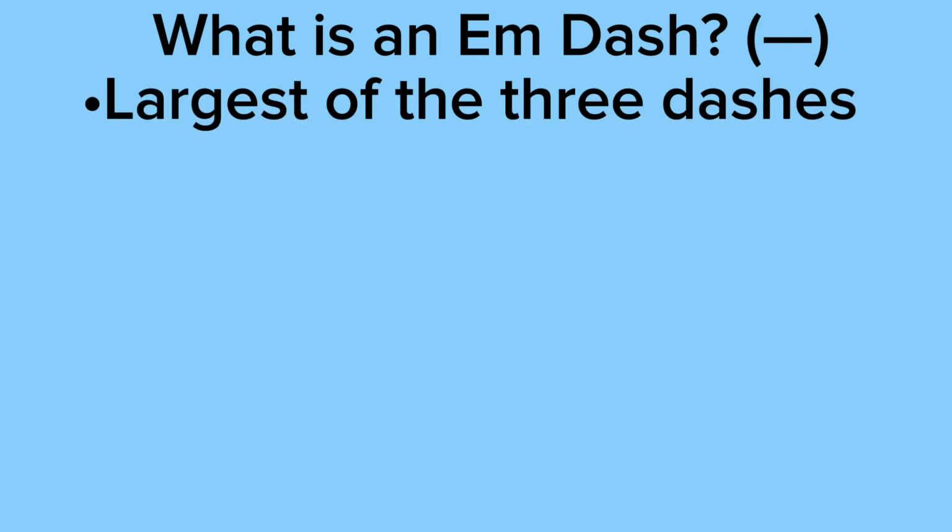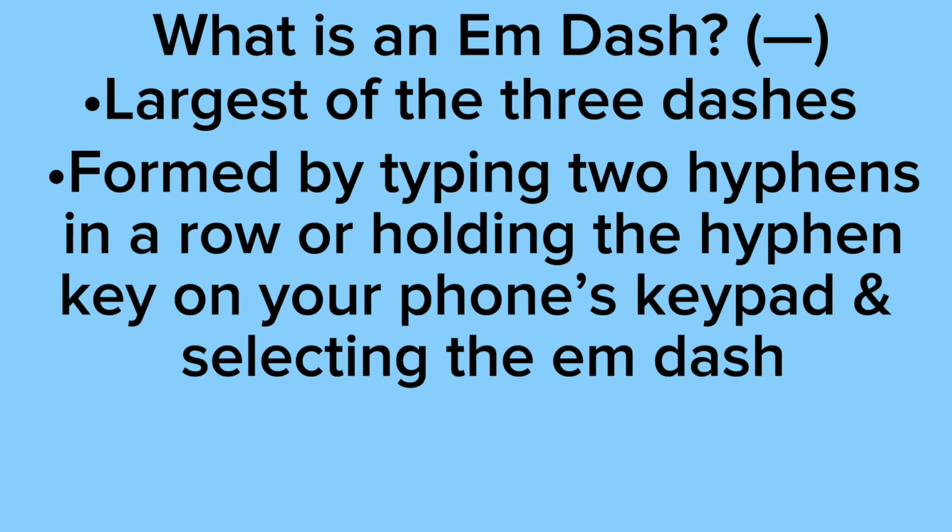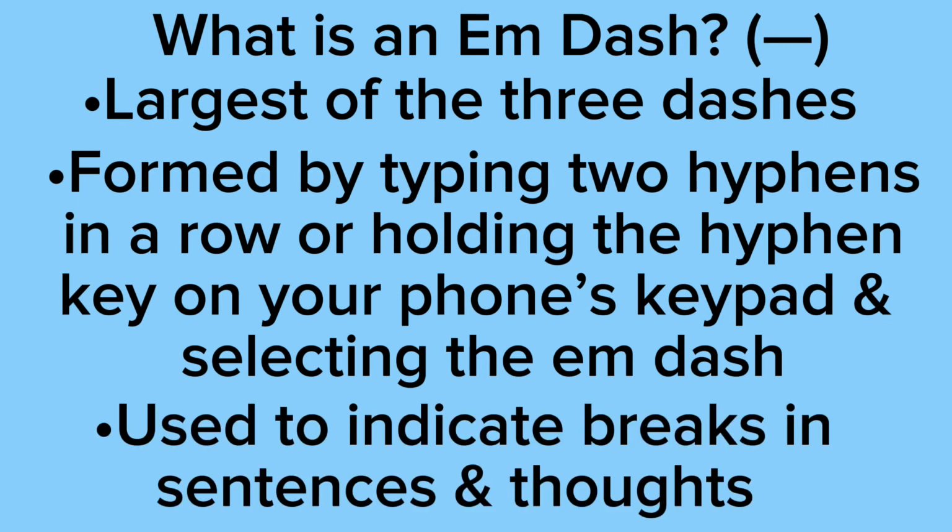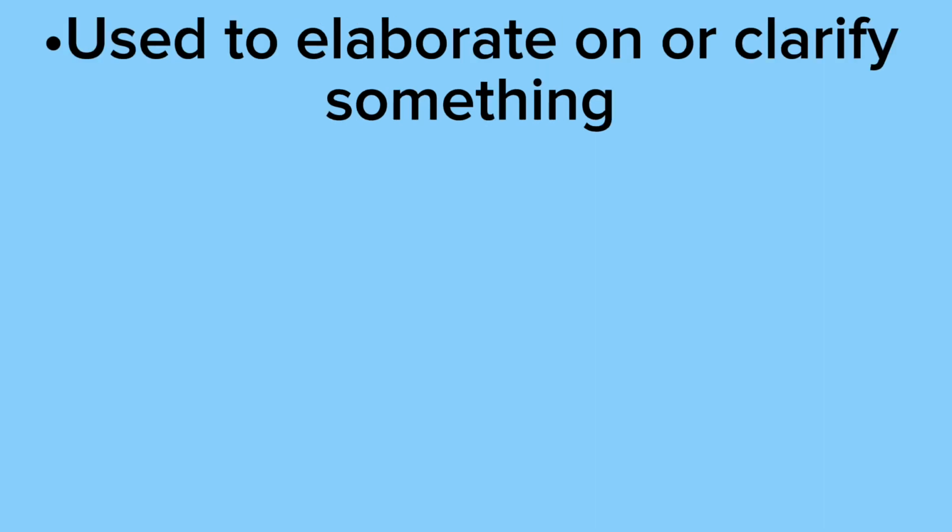So what is an em dash? An em dash is the largest of the three dashes. Em dashes are formed by typing two hyphens in a row or by holding the hyphen key on your phone's keypad and selecting the em dash. Em dashes are used to indicate breaks in sentences and thoughts. They're also used to elaborate on or clarify something.